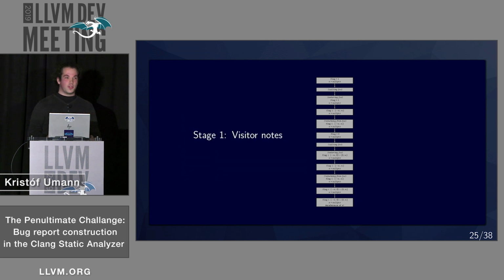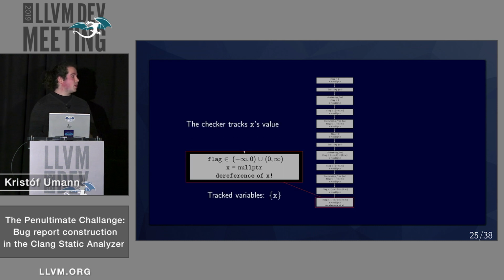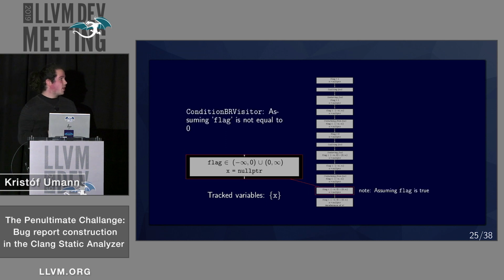OK, bug report construction works in stages. The first of which is going to be the collection of visitor nodes. So we are working from the bottom up. The checker that emitted this error already started tracking X. Moving one node up, we will find a condition that condition bug reporter visitor will describe, namely that we assume flag's value to be true.